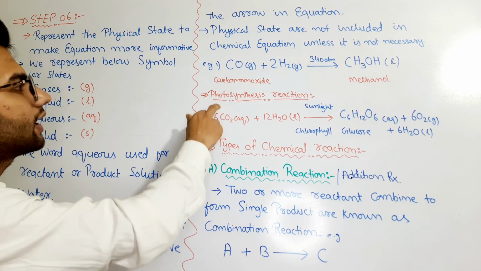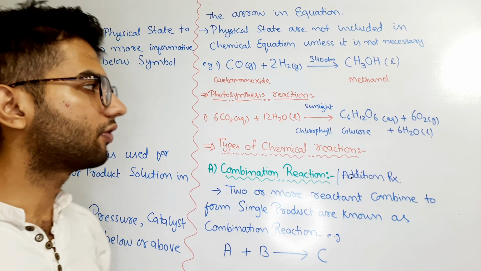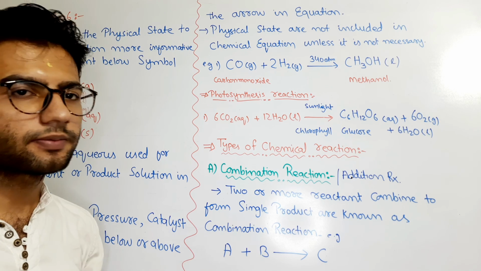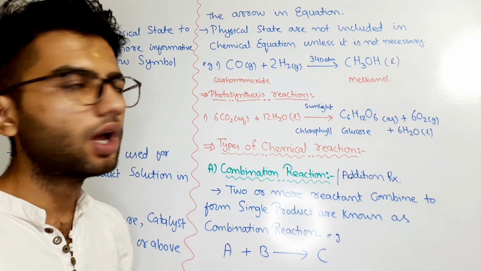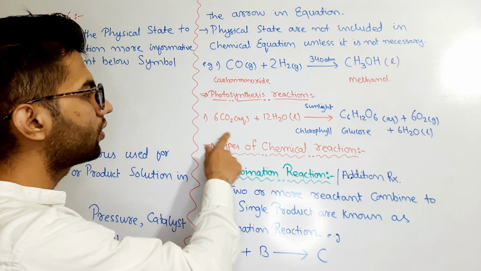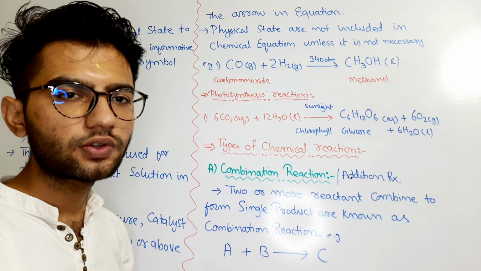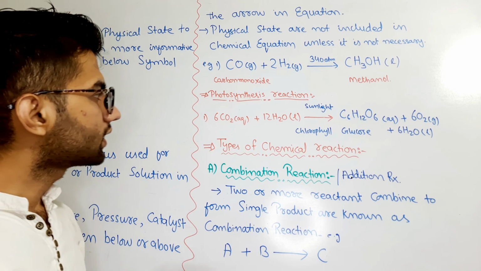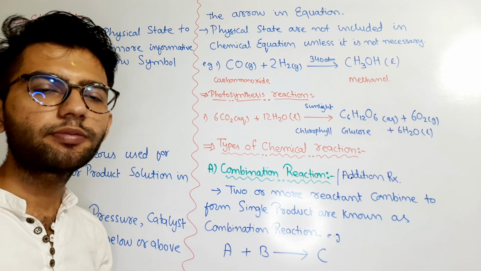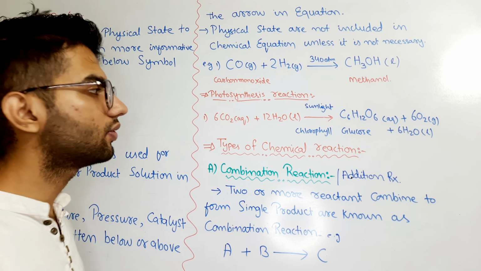Now there is another example, the photosynthesis reaction. It is a type of reaction performed in the plant body in order to make food. How does it perform? When the carbon dioxide reacts with the water, it forms glucose along with oxygen gas and water. The carbon dioxide is present in the plant in the aqueous form.